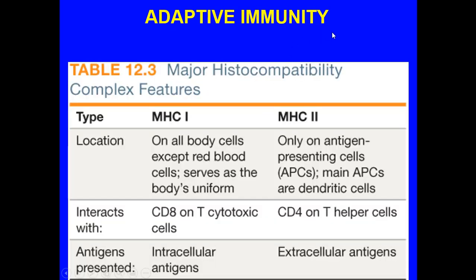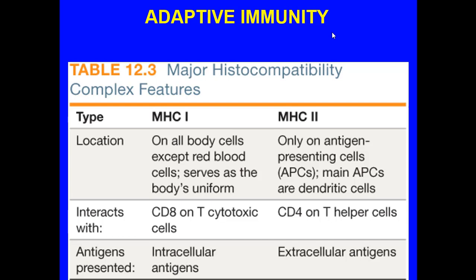Now, table 12.3 gives you a nice, simple comparison of MHC1 and MHC2. Of all body cells, MHC1 is going to show up except for red blood cells. The book calls it the body's uniform, so that cells know they're all part of the body. MHC2 is only present in antigen-presenting cells.